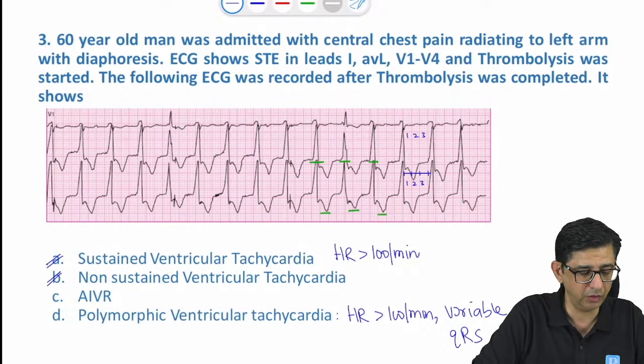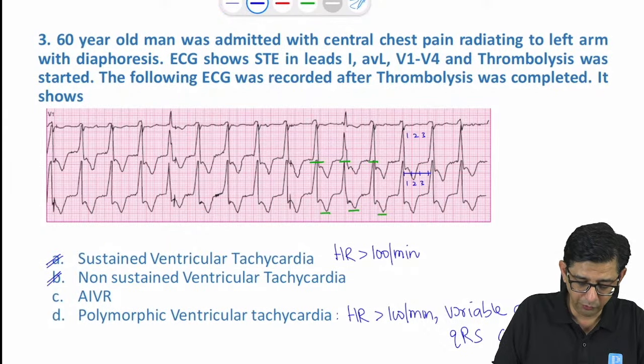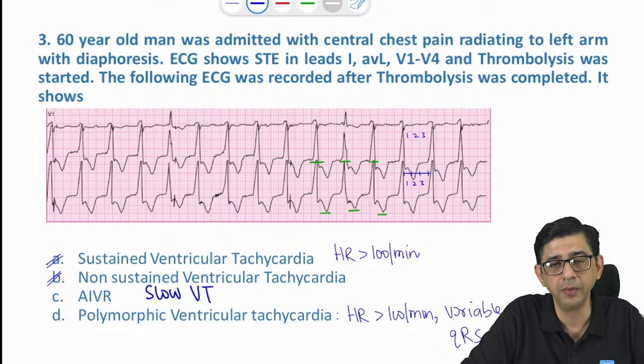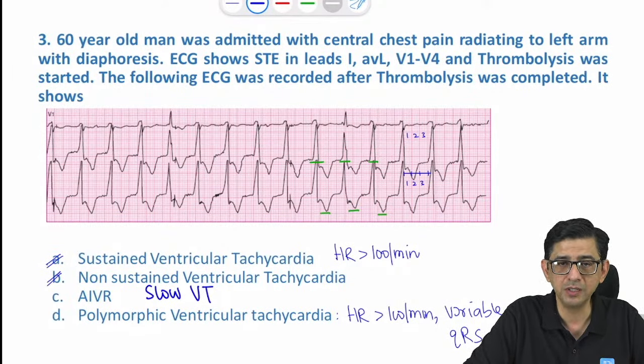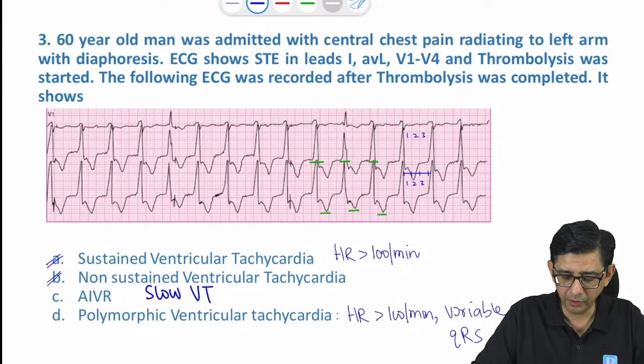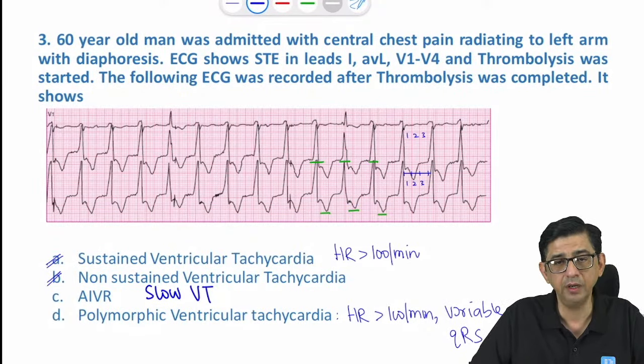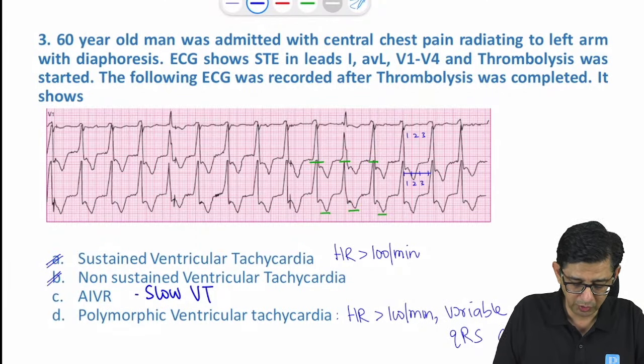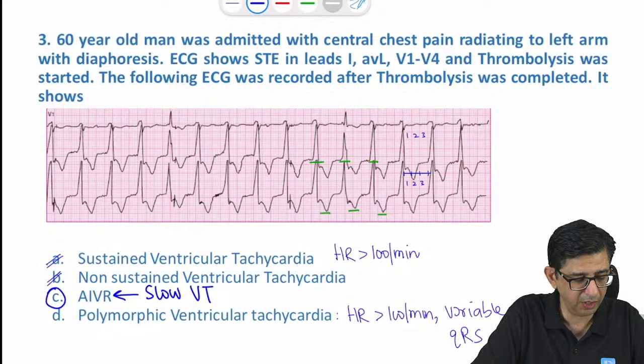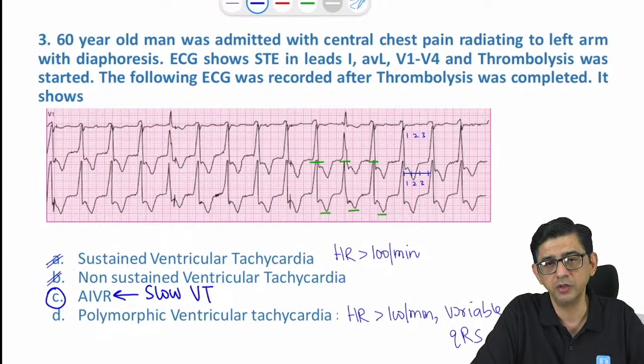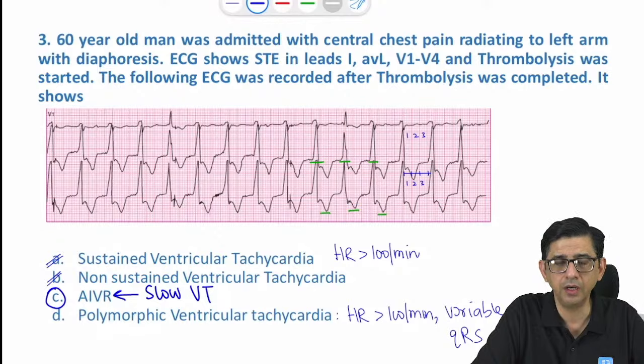That is technically called slow VT. Slow VT is referred to as accelerated idioventricular rhythm. This is rather indirectly good news because it tells us the thrombolysis is working. It's a transitory rhythm that you see once you have started managing your case. So this would be answered as option C, that is AIVR, idioventricular rhythm, and there is no need of intervention in this case. This is a benign condition.